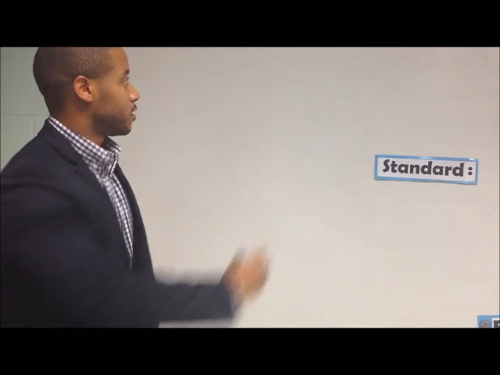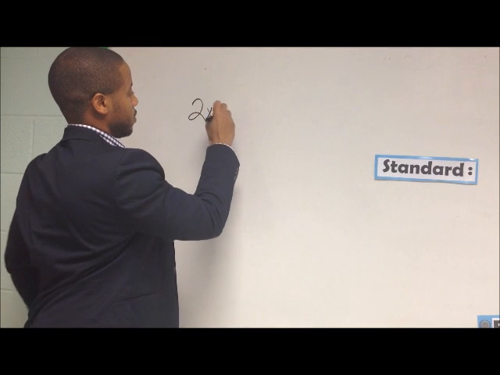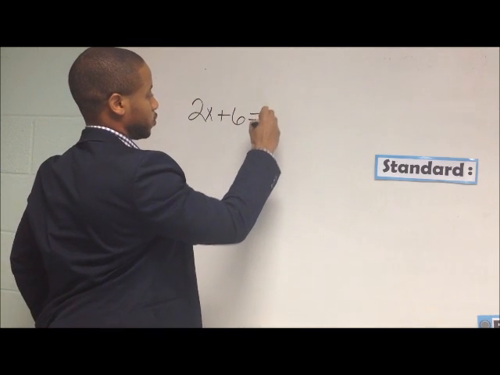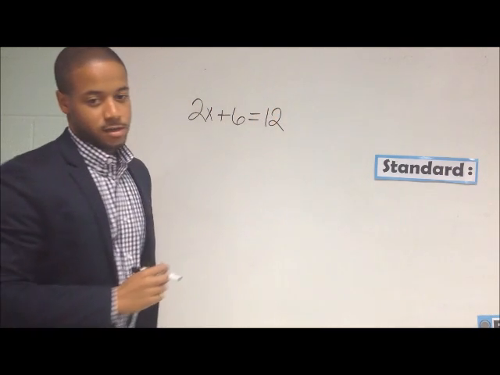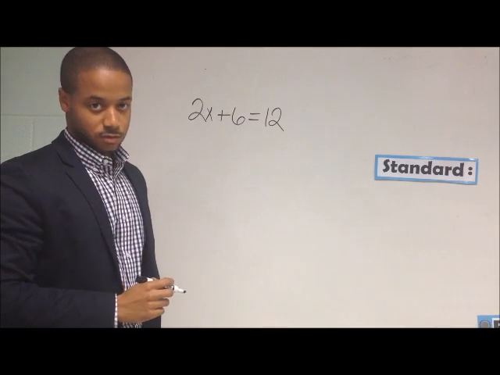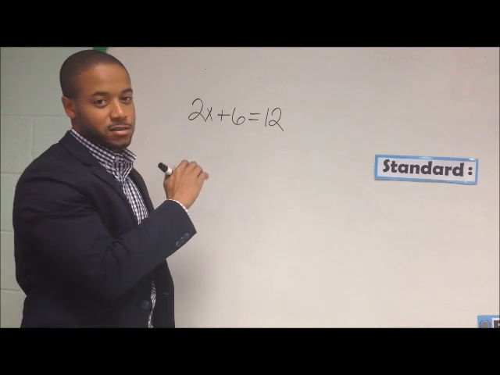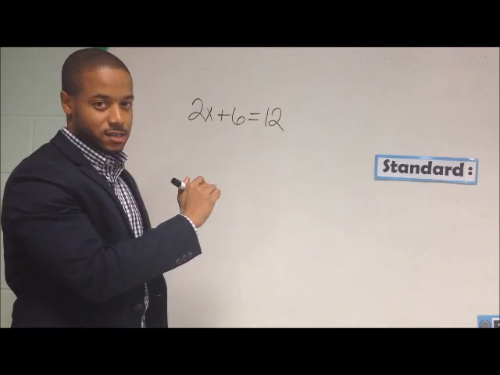We're going to solve a two-step equation. So here's an example: 2x plus 6 equals 12. The goal in these linear equations is to find out what x equals. So we're going to try to get x by itself. That requires us to move everything else to the other side.